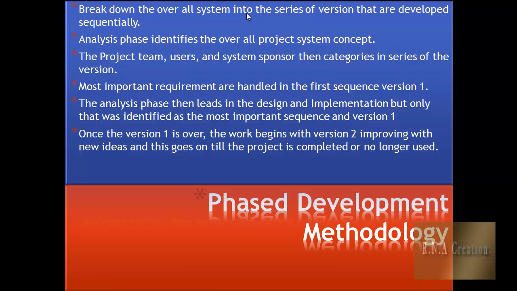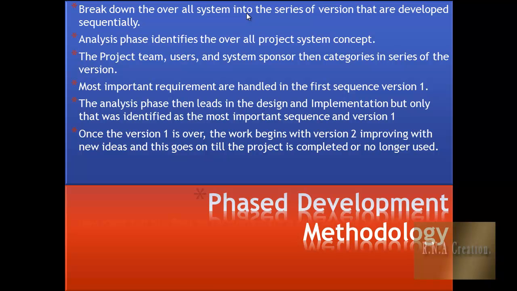They are breaking down the whole system into versions that are developed sequentially. In the analysis phase, it identifies the overall project system concept, the project team, users, and the system sponsor. Then it categorizes it as a series of versions. The most important requirements are handled in the first sequence. The analysis phase then leads into design and implementation, but only for what was identified as the most important, version 1. Once version 1 is over, work begins on version 2, improving with new ideas, and this goes on till the project is completed.